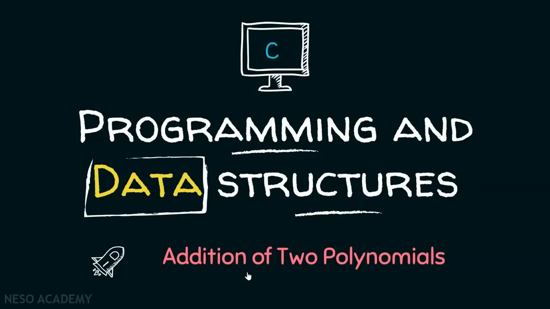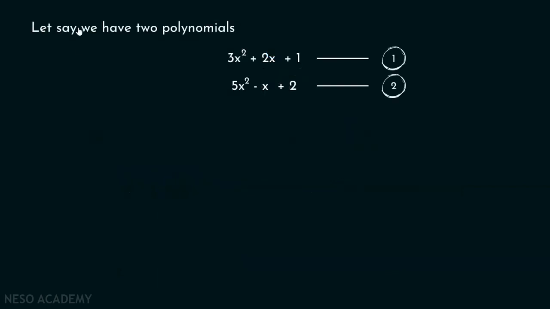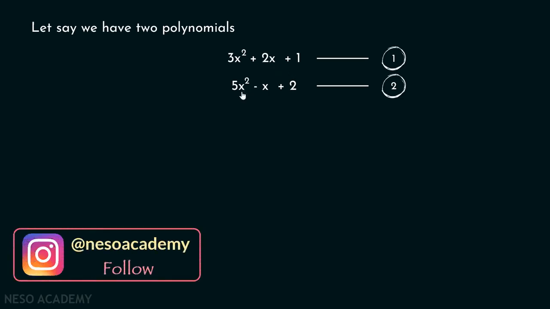In this presentation, we will learn how to add two polynomials with the help of linked list. So without any further delay, let's get started. Let's say we have these two polynomials: 3x squared plus 2x plus 1 and 5x squared minus x plus 2. These are the two polynomials we have, and our target is to add these two polynomials.